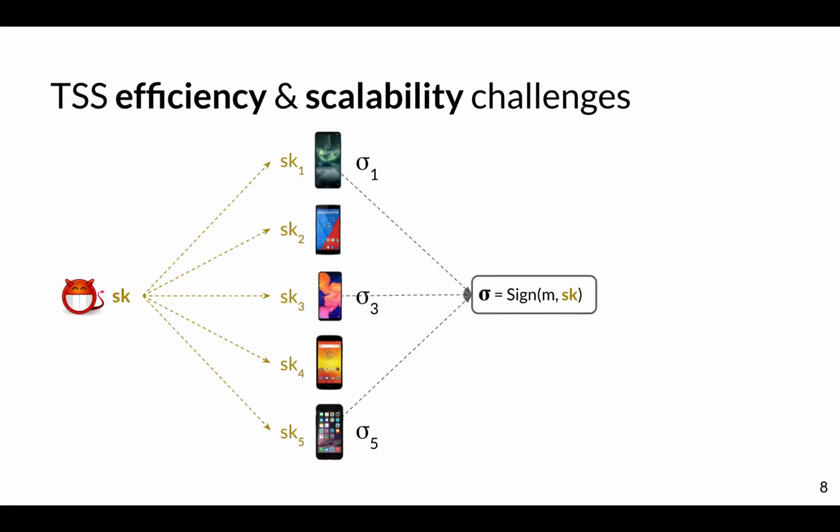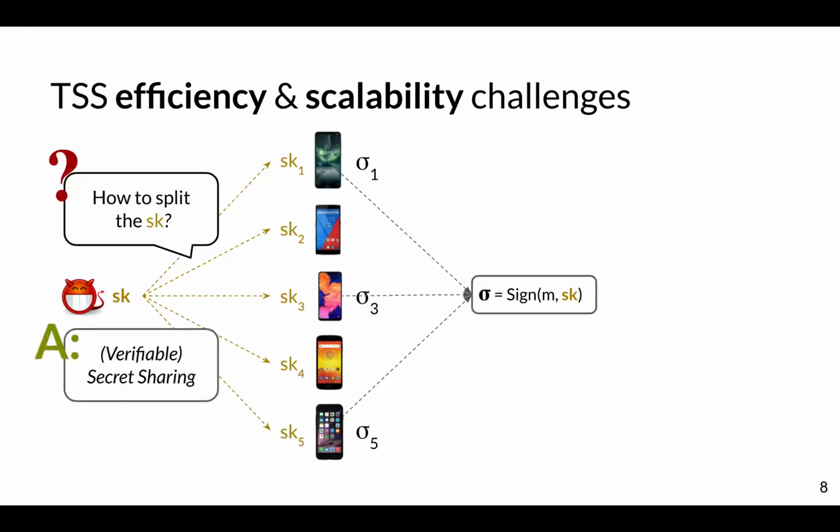So let's see what are the challenges here. One challenge is, how do you do the splitting of the secret key? The first answer is to use a well-known line of work called verifiable secret sharing. And this allows a dealer who knows the secret key to split it in a verifiable manner. Unfortunately, the dealer knows the secret key, so that means the dealer can sign, and that means you no longer have a threshold scheme.